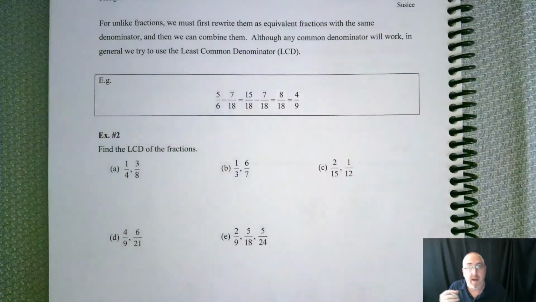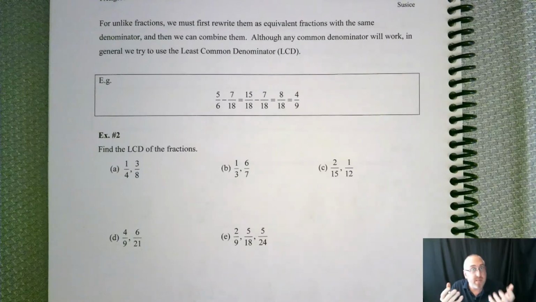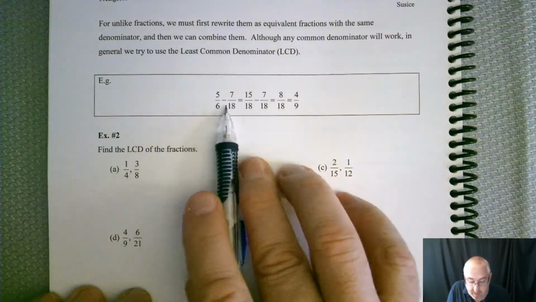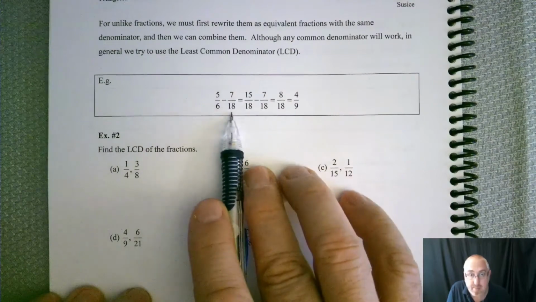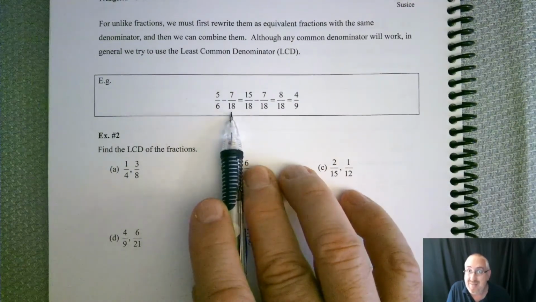So we're trying to find a denominator that both of them go into. Usually it's going to be something bigger than either one of them. Sometimes it's the same as one of them, but oftentimes it's going to be bigger than both of them. So let's look at this example. We have 5/6 minus 7/18. So 18's the bigger one, but 6 goes into 18 evenly.